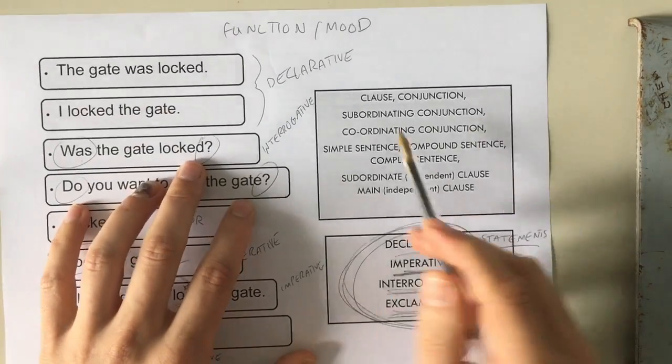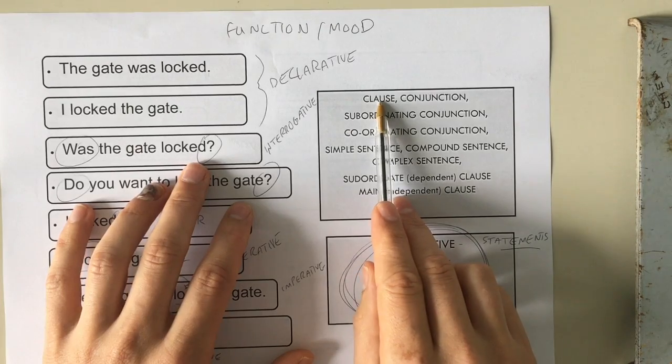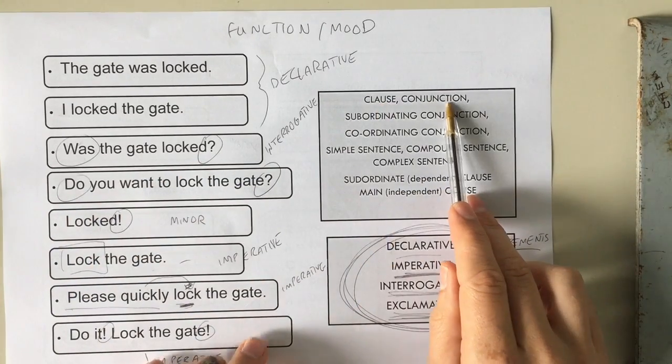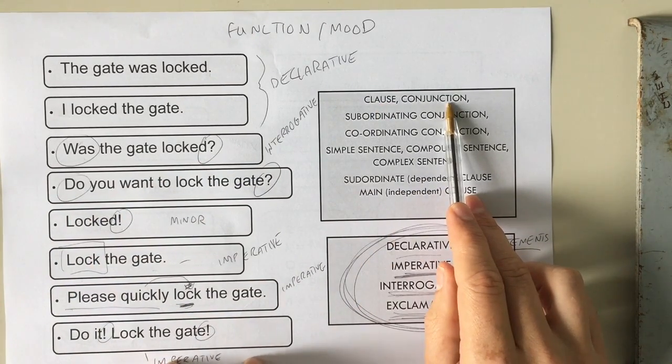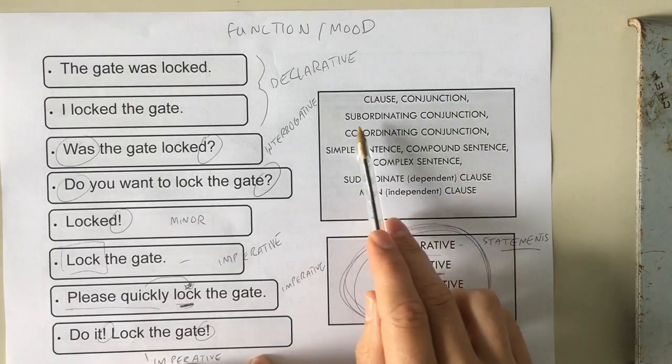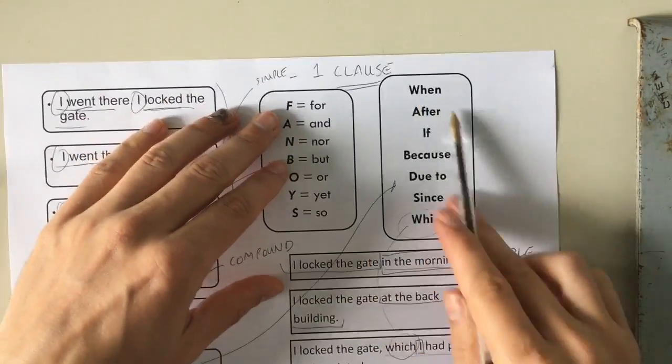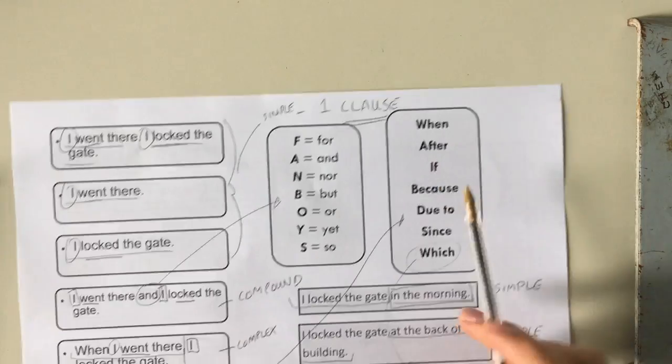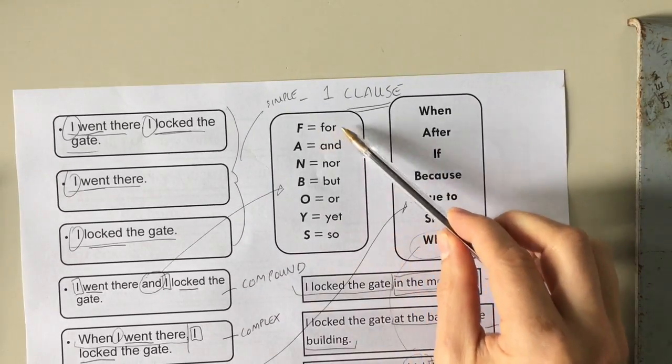So terms we need to understand then, we need to know what a clause is. A group of words with a subject and a verb. A conjunction, you should know that from doing word class already. Words that connect words, phrases and clauses together. Subordinating conjunctions, remember? These ones here: when, after, if, because, due to, since, which. Coordinating conjunctions: for, and, nor, but, or, yet, and so.